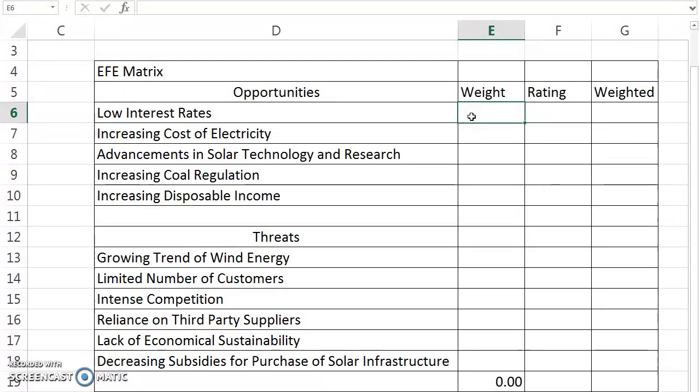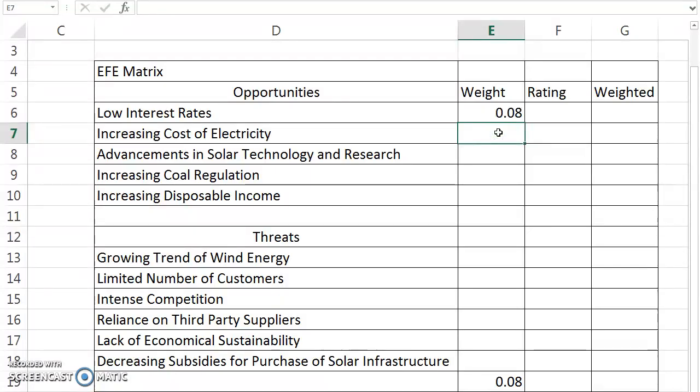Let's go ahead and start with low interest rates. Low interest rates, this is pretty significant to realizing success in this industry because the capital investment and research and development is huge. So there's going to be a lot of borrowing. Maybe I'm going to give this a 0.08. Notice that my running total updated to 0.08.